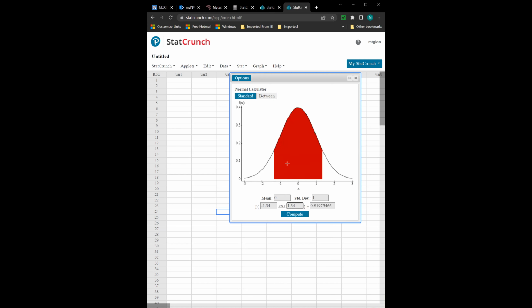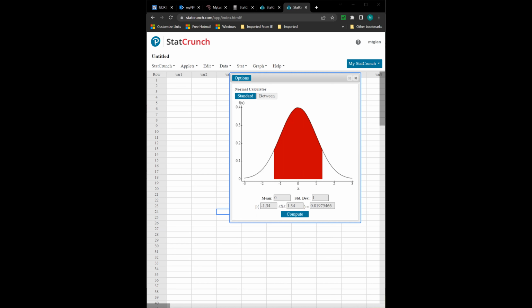What we want is the stuff that's in the tails. So what you need to do is 1 minus that. We don't want what's in the middle. We want the opposite, which is the outside stuff. So you've got to do 1 minus that. You can break out a calculator for that. Just do 1 minus 0.81975466, and you get 0.1802. All right, so we got 0.1802.